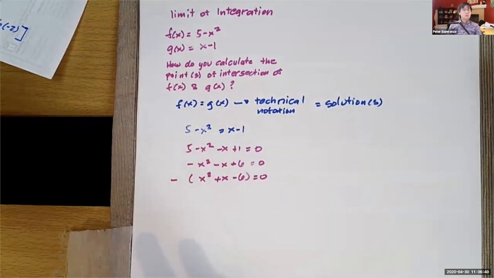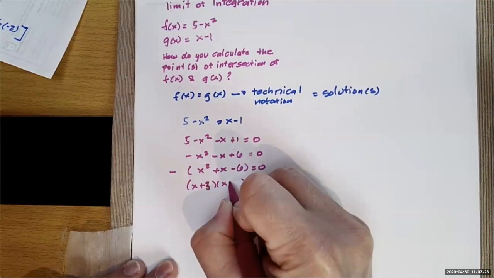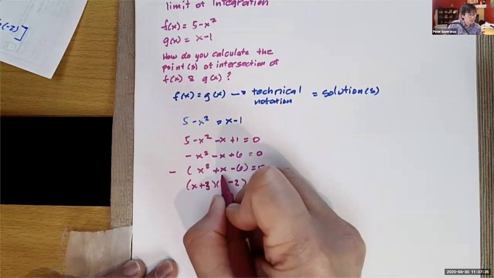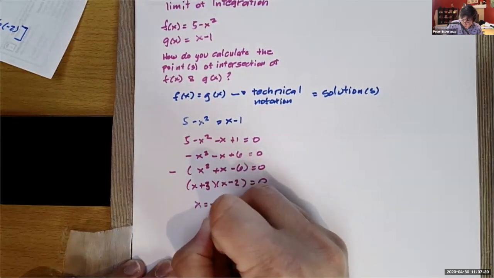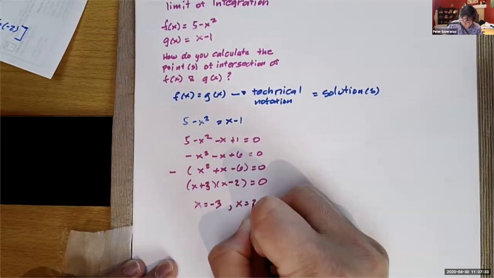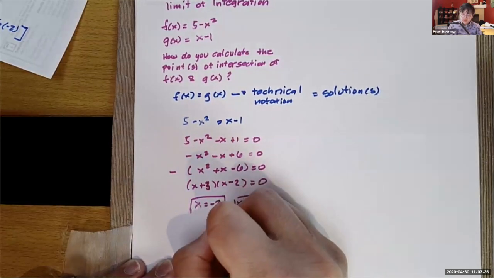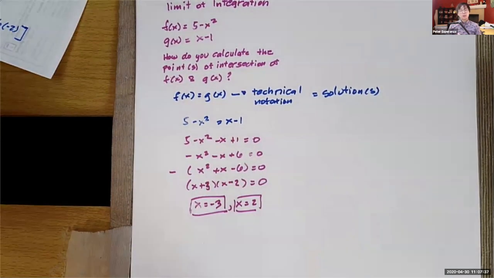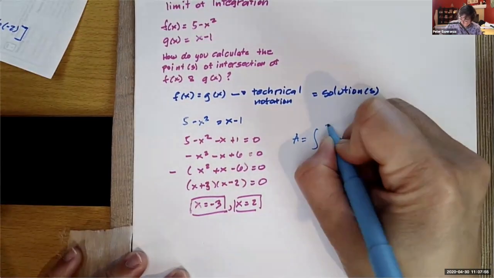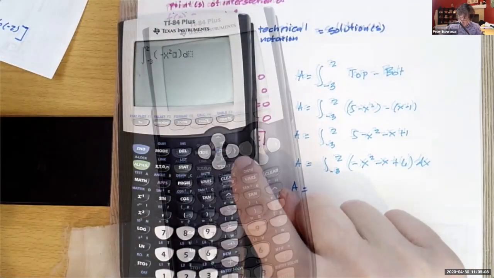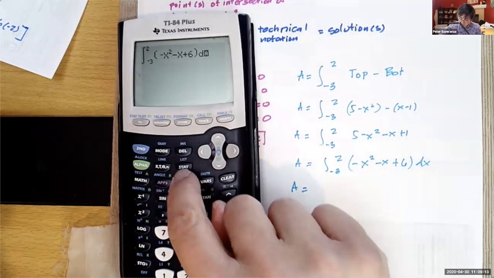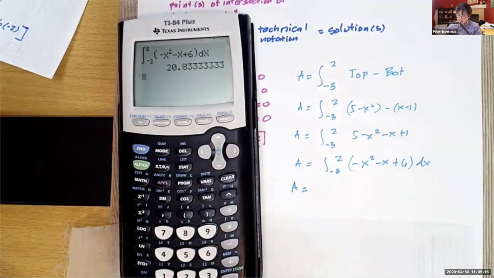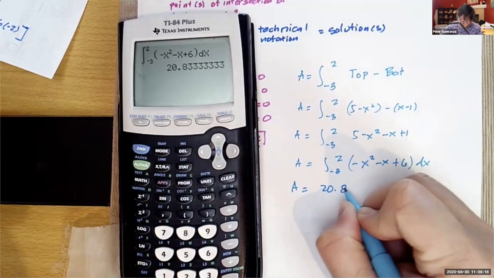So is this a factorable quadratic equation? Yes, because the middle term is positive. So plus 3, minus 2. So the solutions: x equals negative 3 and x equals 2. And now we have all the ingredients we need to find our area between curves. Minus x plus 6. Don't forget the x. 20.833.